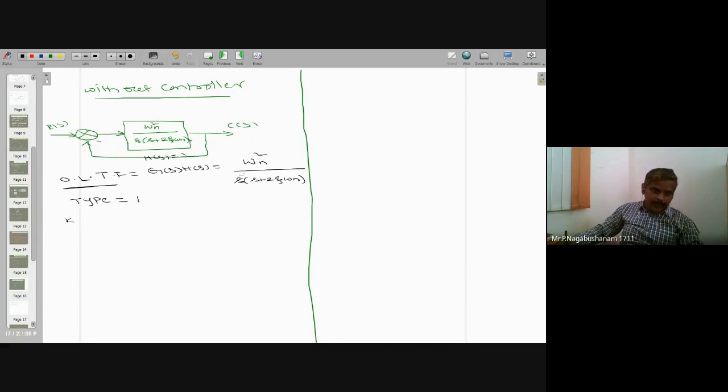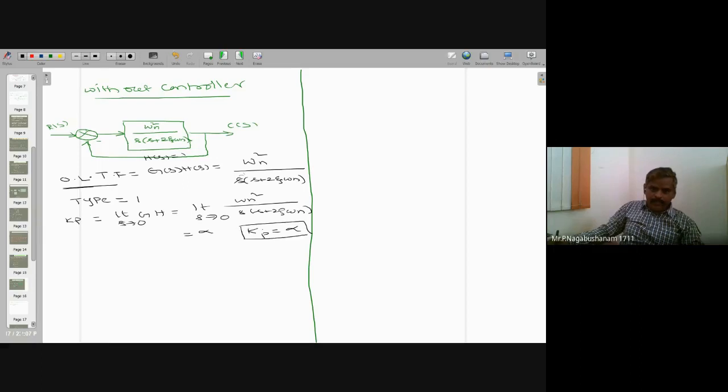Then what is the Kp? Positional error constant. Formula you know, limit s tends to 0, G of s, H of s. Take that one, limit s tends to 0 and omega n square divided by s into s plus 2 zeta omega n. Anyway, derivation part is not required. If I replace s equal to 0, something divided by 0 is infinity. So I got Kp equal to infinity.